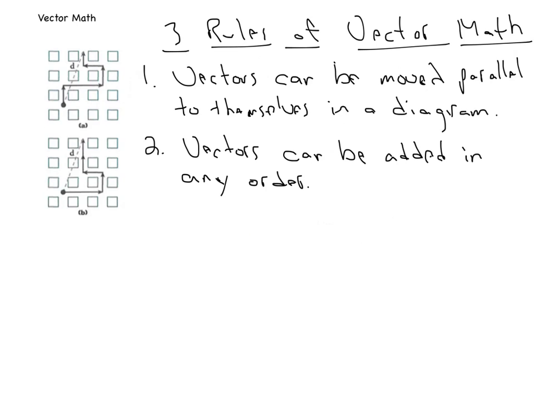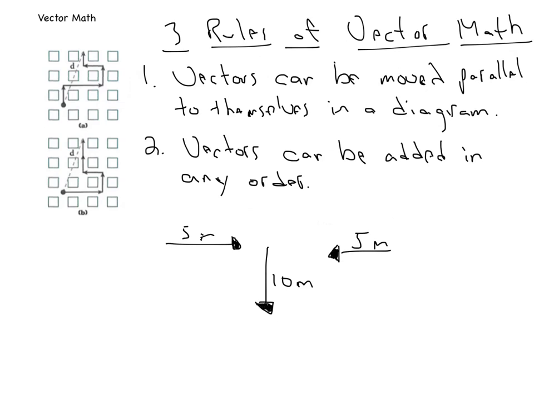The second rule of vector math is that vectors can be added to each other in any order. Let's think about this situation. Let's say that somebody walks 5 meters east. Whoops, I forgot my unit. So 5 meters, 10 meters. Let's say they walk 5 meters east, then they walk 10 meters south, and then they walk 5 meters west. To get the result, the order in which these vectors are added does not matter.